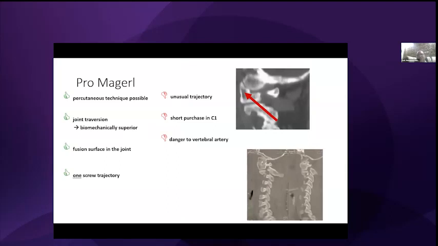The Magerl technique is a screw trajectory that fixes C1 and C2. It can be done percutaneously. It can have a superior biomechanical configuration, and fusion can occur through the joints, but it is one screw trajectory. But it is a difficult trajectory, unusual for most surgeons, and unfavorable for this patient because he has a dislocation that is unable to be reduced with traction, and also due to the presence of a high riding vertebral artery, as we can see here in the lower cuts of the CT, and the pars defect.